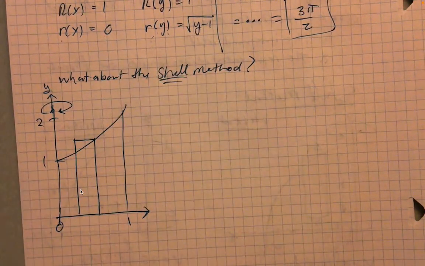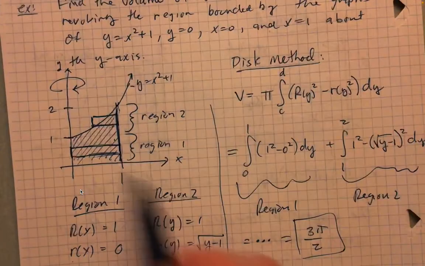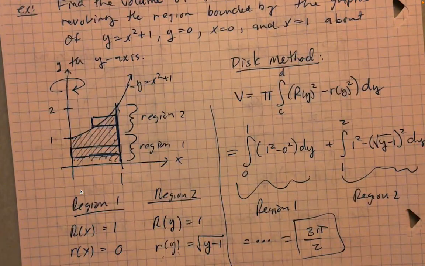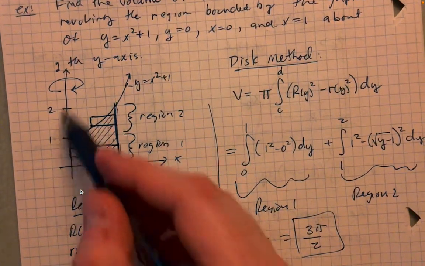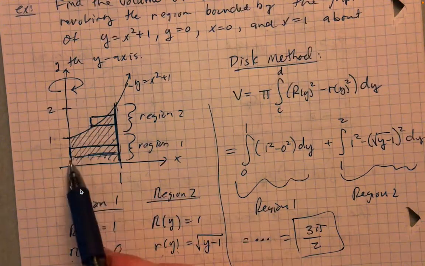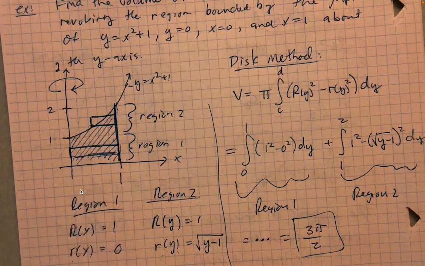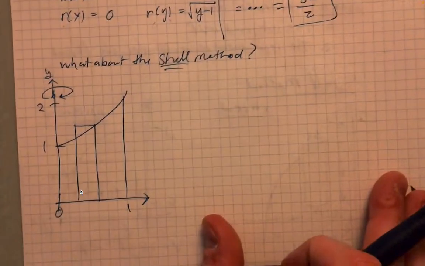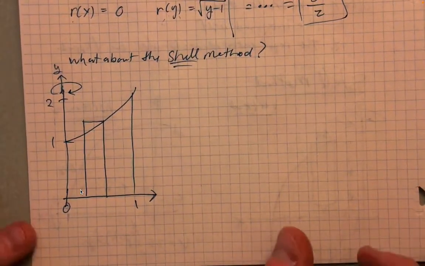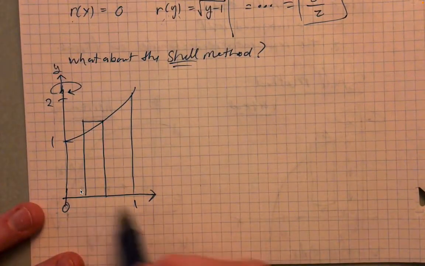right? And so using the shell method in this instance is preferable because you no longer have to concern yourself with this region 1, region 2 business, right? Here we had to have two separate integrals because of the inner radius varying across this interval. And so we don't have that problem with the shell method, do we? Right here, so what do we need with the shell method then?